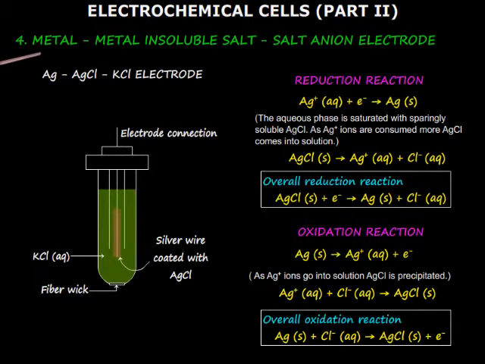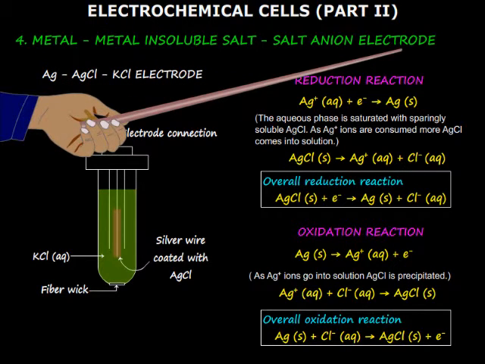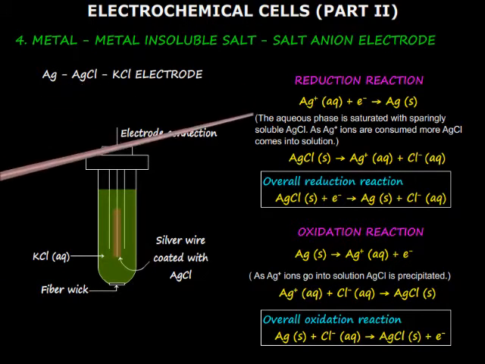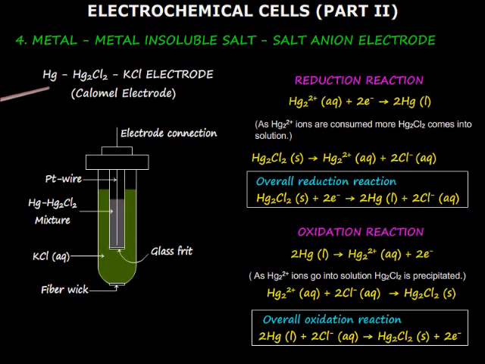Number 4. Metal insoluble salt anion electrode. In this type of electrode, a metal rod and the insoluble salt of that metal is kept in contact with a solution containing the anion of the insoluble salt. For example, silver chloride KCl electrode. The redox reactions are like this. And the mercurous chloride KCl electrode, also called the calomel electrode. The redox reactions are like this.